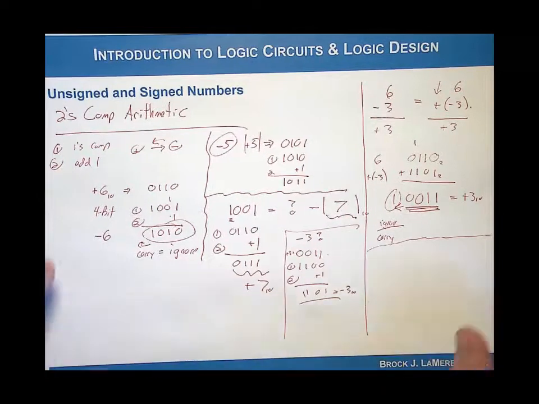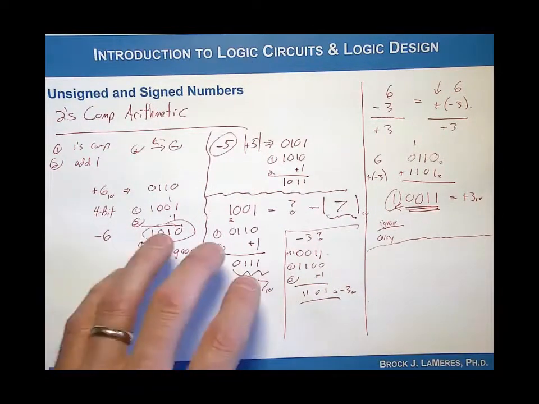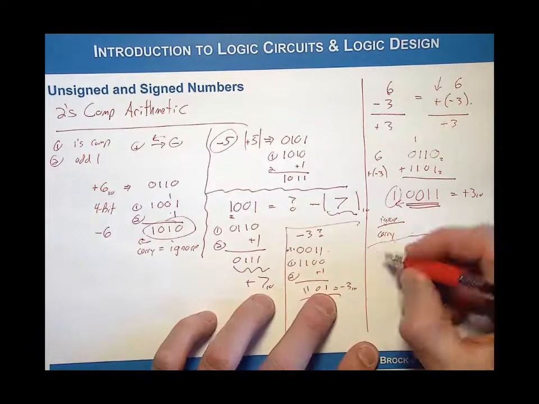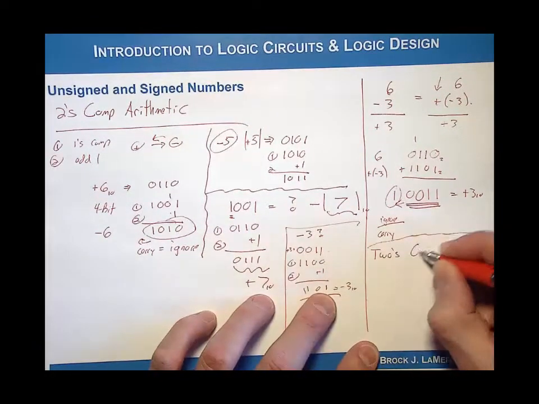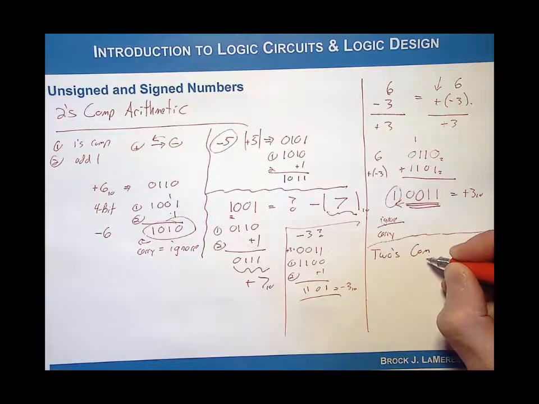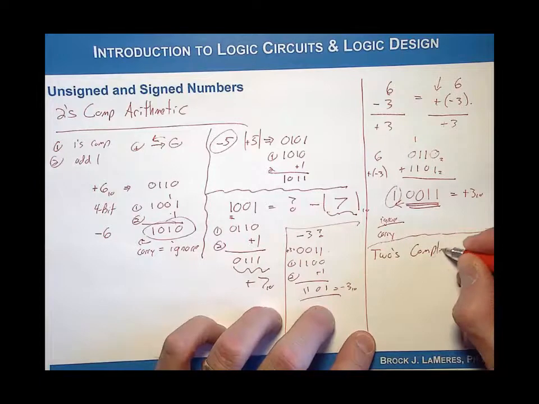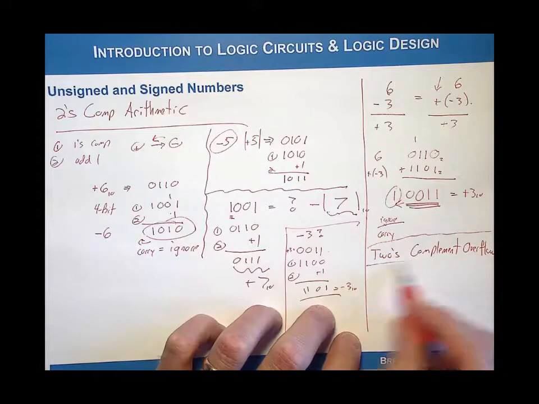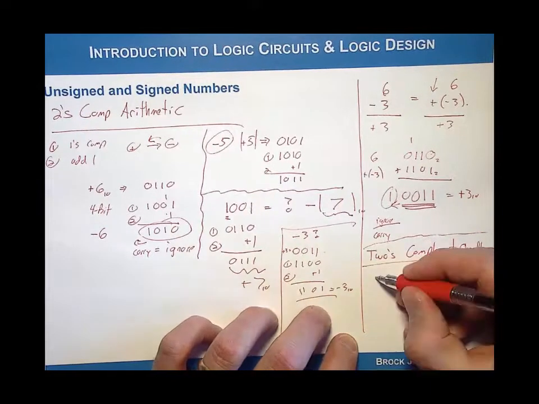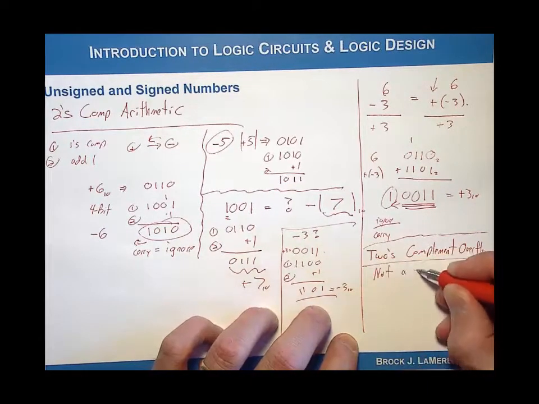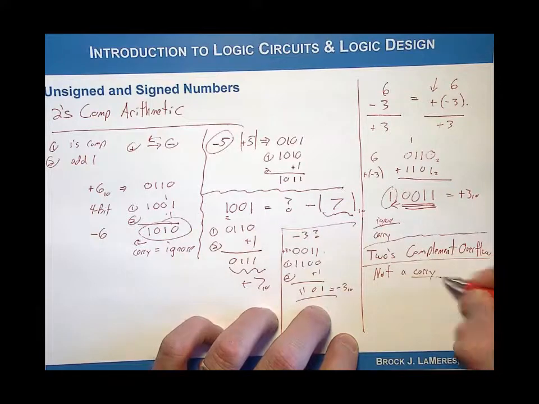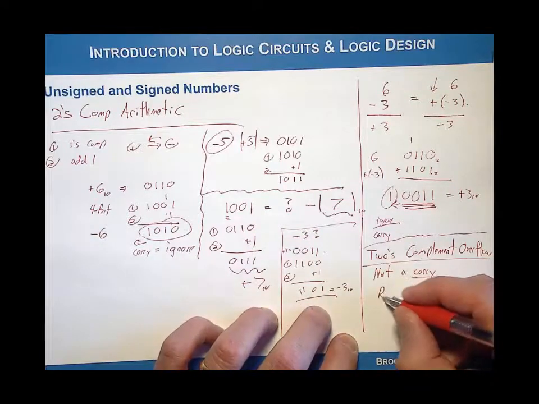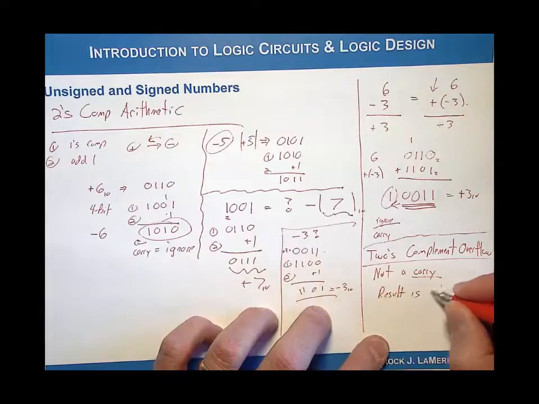There's one warning with this, and that is 2's complement overflow. This refers to a problem. 2's complement overflow is not a carry. That is the most common misconception. This is not a carry. What it is is when the result is out of range. Okay?